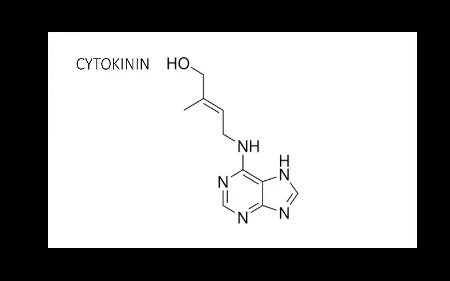Cytokinin is a basic hormone, mostly a purine derivative, and it primarily acts on the process of cell division. Cytokinin was discovered by Miller in 1955 when he was working on a tobacco plant. Actually, he was trying to culture the tobacco plant, and at that time he happened to extract this particular hormone from the plant.